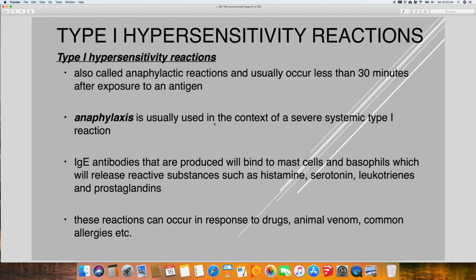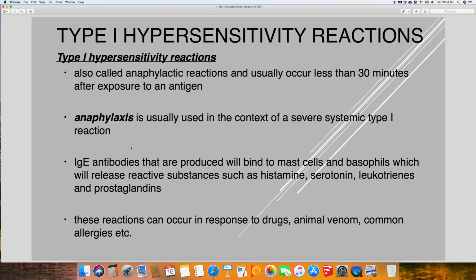And they tend to involve IgE. So those are the associations you should make. Very quick, they're anaphylactic reactions, and they involve IgE. Basically, IgE antibodies are found on the surfaces of mast cells and basophils. When the antigen binds to that IgE, those mast cells and basophils will release the contents of their granules, which contain things like histamine, serotonin, prostaglandins, leukotrienes, the list goes on.